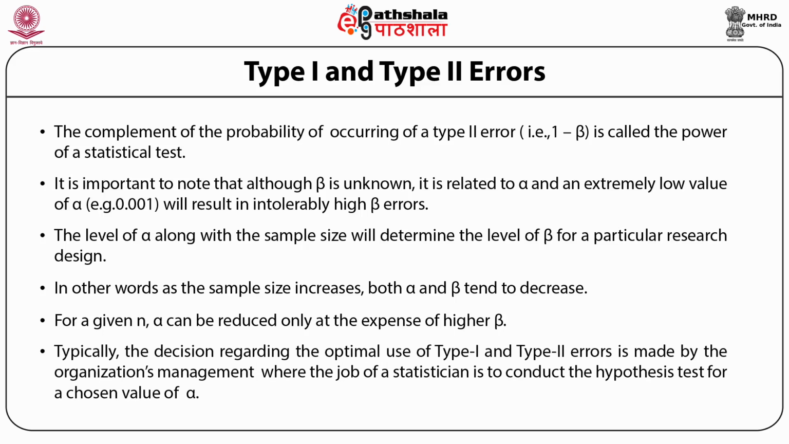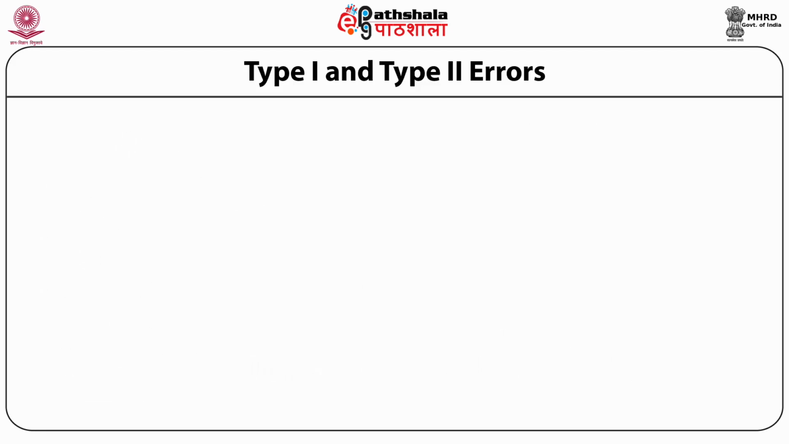Typically, the decision regarding the optimal use of type 1 and type 2 error is made by the organization's management, where the job of the statistician is to conduct the hypothesis test for a chosen value of alpha. Let us see whatever we have discussed in theory with the help of some examples.